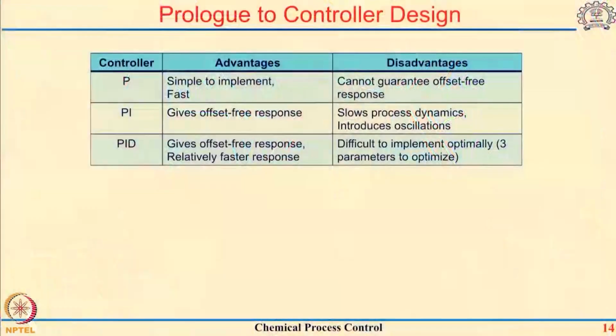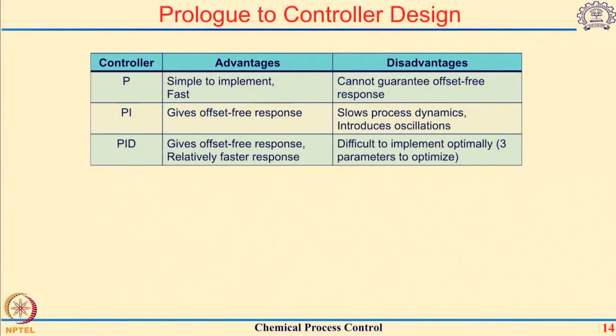So in summary, what you can see is that the P controller is the simplest controller to implement. It is very fast in terms of taking action, but the disadvantage is that it cannot guarantee you an offset free response. In order to get rid of that offset, you add integral action, so it gives you an offset free response, but then it increases the order of the system, and so it slows down the system response. It also introduces oscillations into your process.